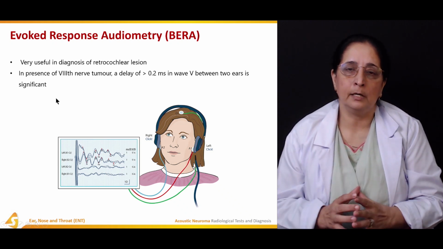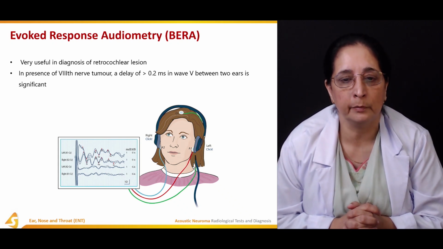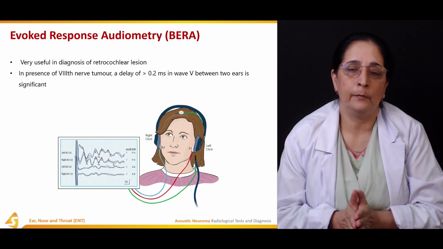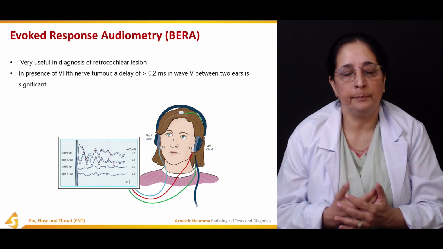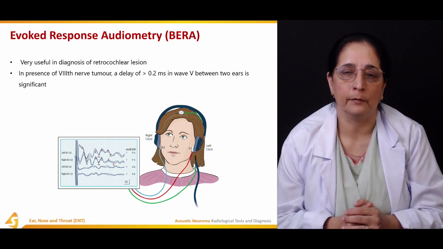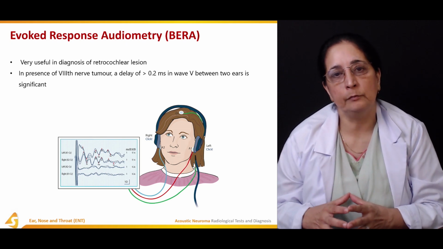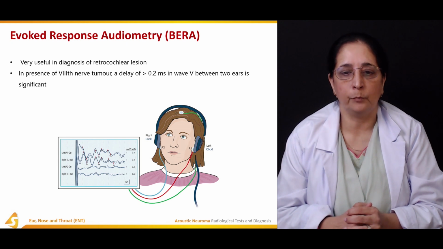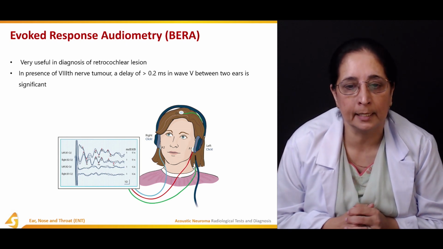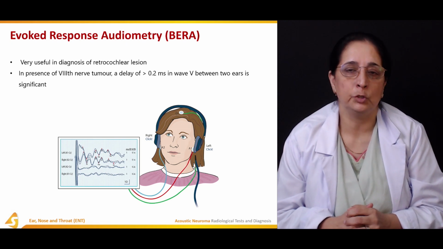So evoked response audiometry is very helpful for retrocochlear lesions, and in the presence of an eighth nerve tumor, which is the acoustic neuroma involving the vestibulocochlear nerve, there is usually a delay of more than 0.2 milliseconds in wave 5, or wave V, between the two ears.